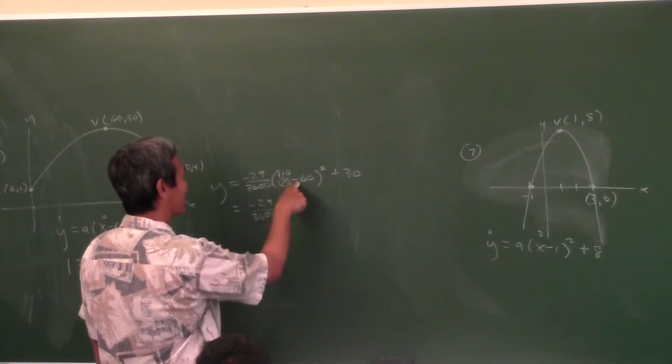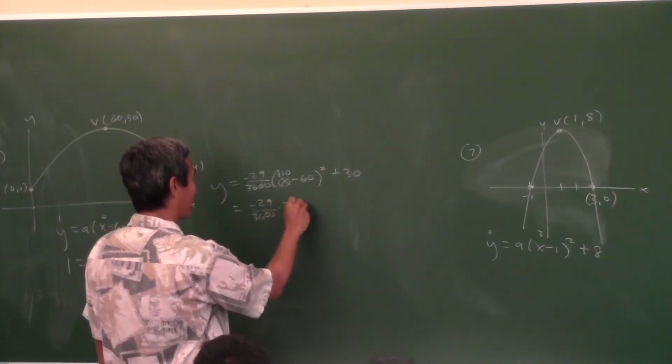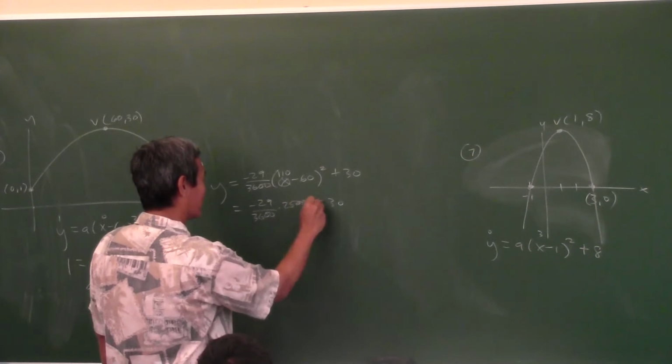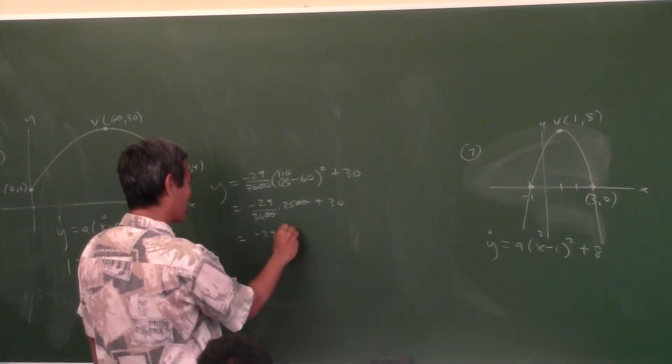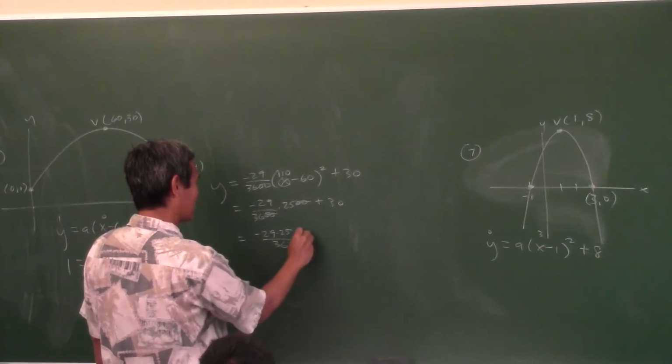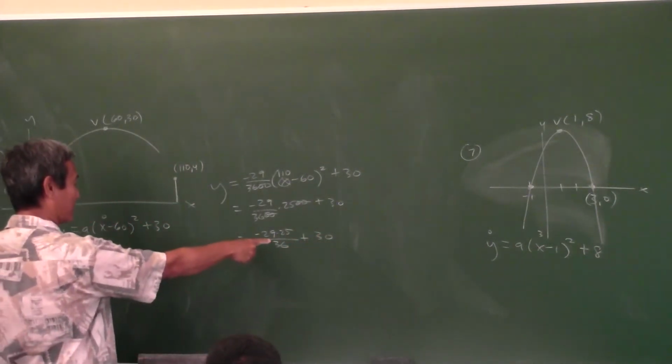What is 110 minus 60, squared? 2500 plus 30. The hundreds cancel out. So basically you got negative 29 times 25 all over 36 plus 30. Correct? Okay, how do you simplify this?